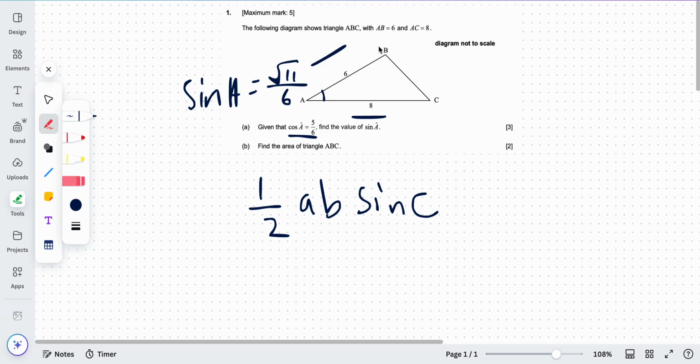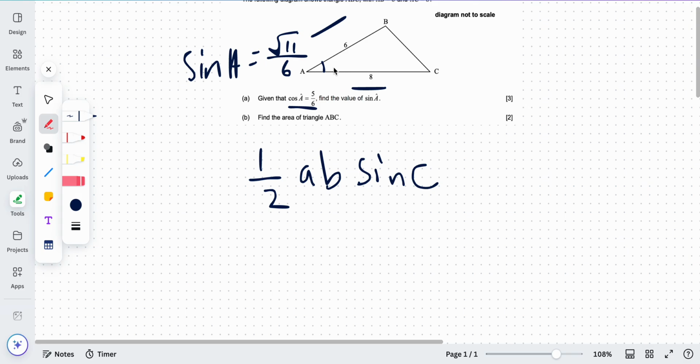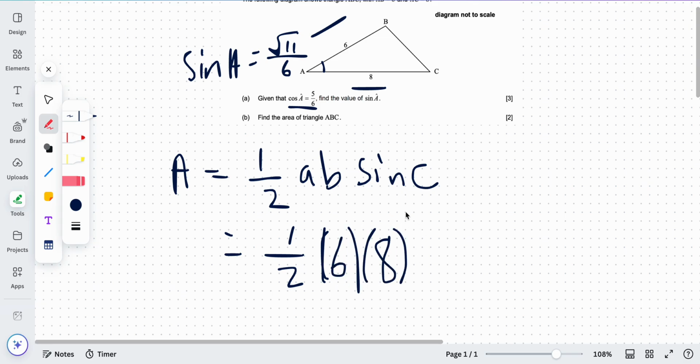AB are always the two sides which are attached to the angle. Think adjacent to the angle, you could say. It's next to the angle. So this is the angle we're trying to use, and sine, we have it. So area equals half, and then it can be either 6 or 8, it doesn't really matter, because you have to pick both of the sides which are connecting to the angle. So 6 times 8, and it's not sine C, you just use the angle that you actually have.